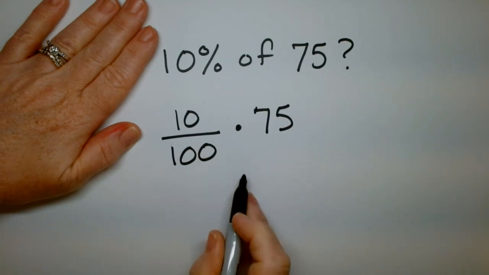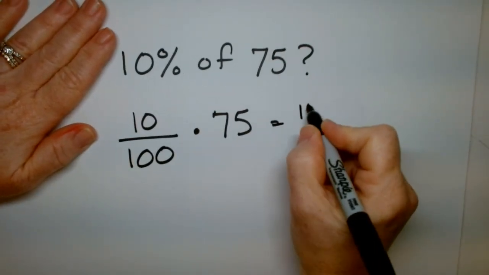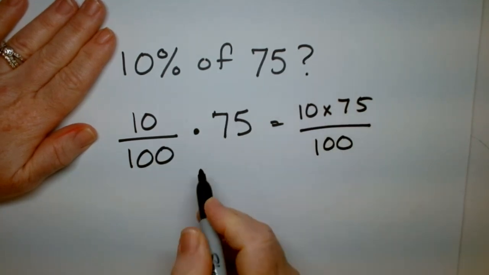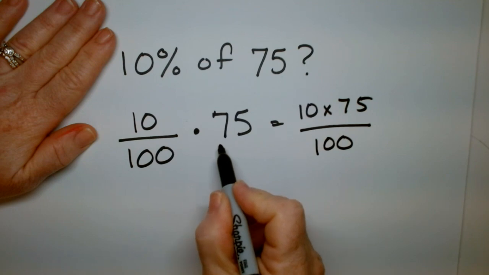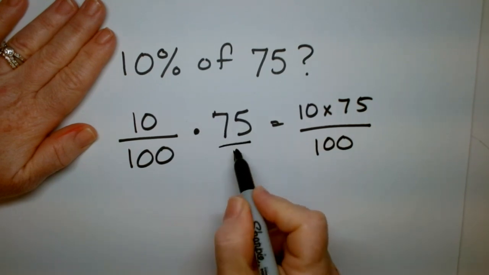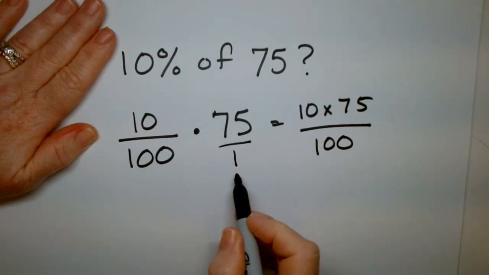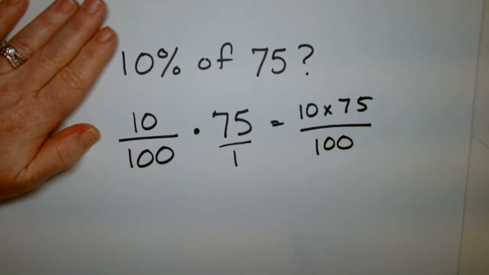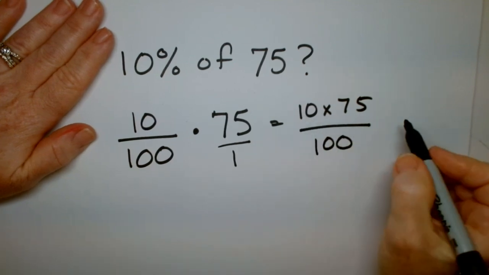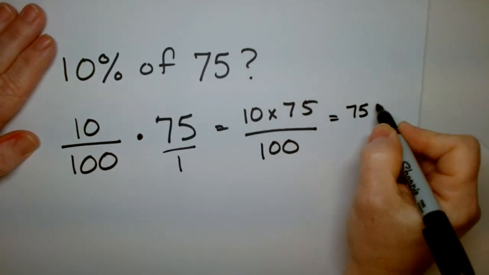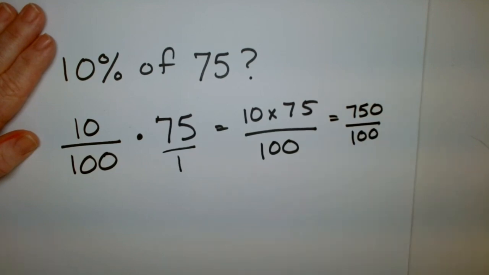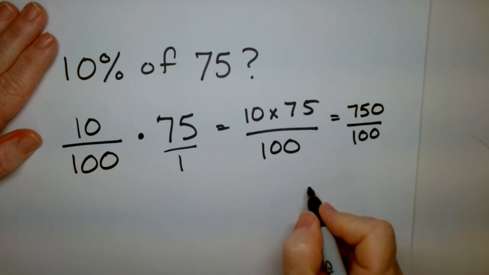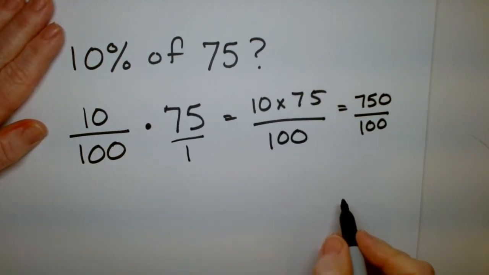Okay, can you do this problem? You bet. This is 10 times 75 on top and 100 on the bottom, right? Because there's nothing on the bottom. This is 75. If you really want to convert this to a fraction, it's 75 over 1. It takes 1 for a whole, and you've got 75 of them. Okay, so 1 times 100 is 100. So I have 750 divided by 100. And you can convert this to a decimal. That is going to be 750 divided by 100.